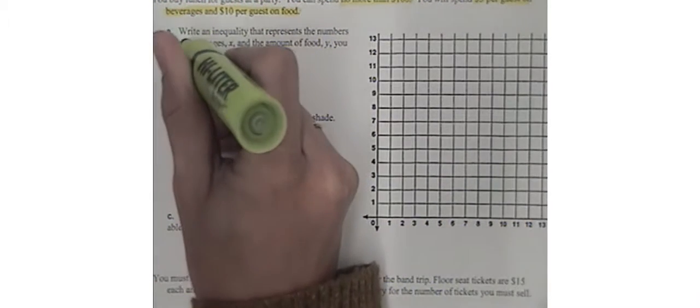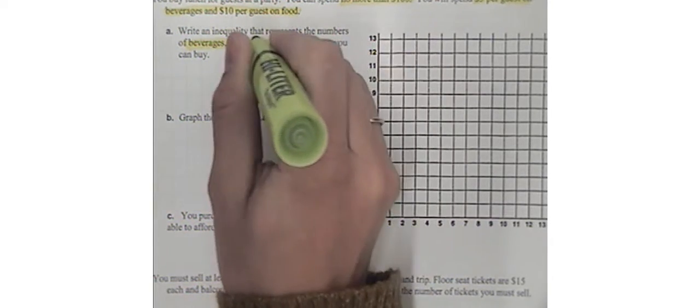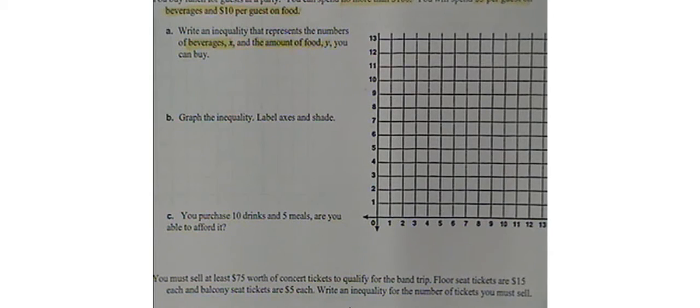Okay, you're going to spend $5 per guest on beverages, so pop, lemonade, LaCroix, Arnold Palmers, and $10 per guest on food. So we are going to write an inequality that represents the number of beverages X and the amount of food Y that you can buy. So we are going to think back to lesson 16.1 in the book when we were talking about Axel and Anisa, and we wrote this in standard form.